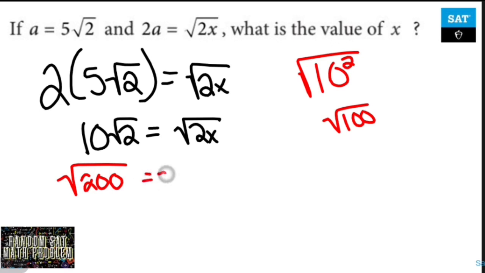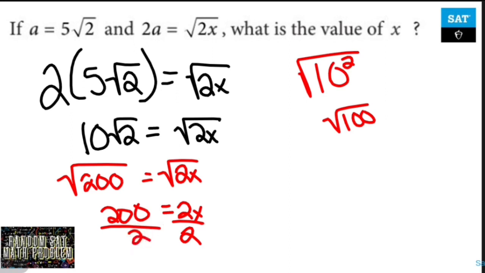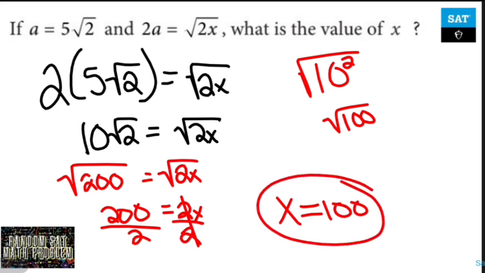So the square root of 200 is the same thing as the square root of 2x, which means 200 is the same thing as 2x. Divide by 2, divide by 2, and x is 100. So I did it in kind of a weird way. I'm not going to lie. But you know what? I like it. You can't stop me because I'm my own person.